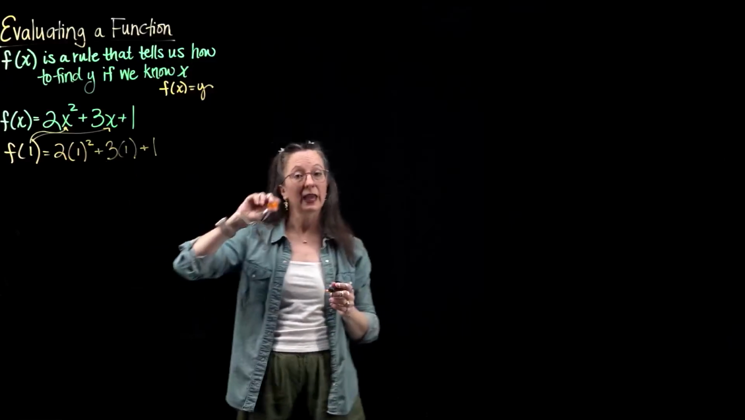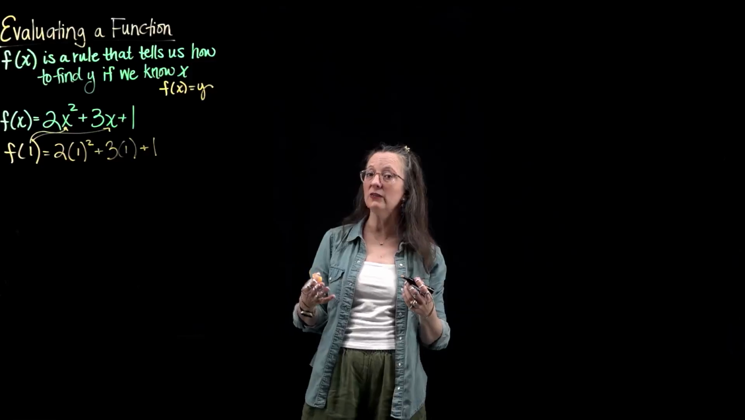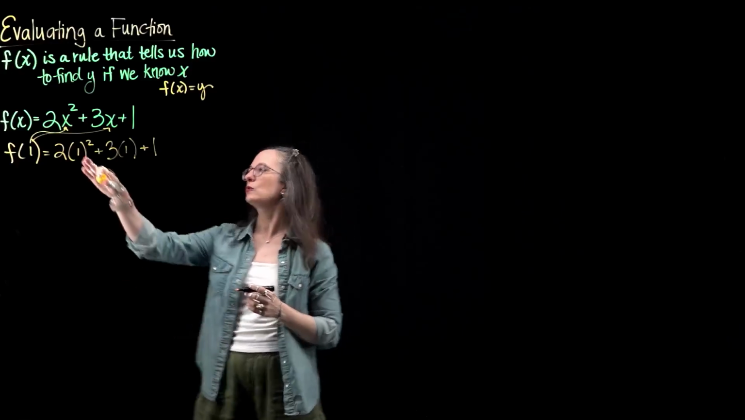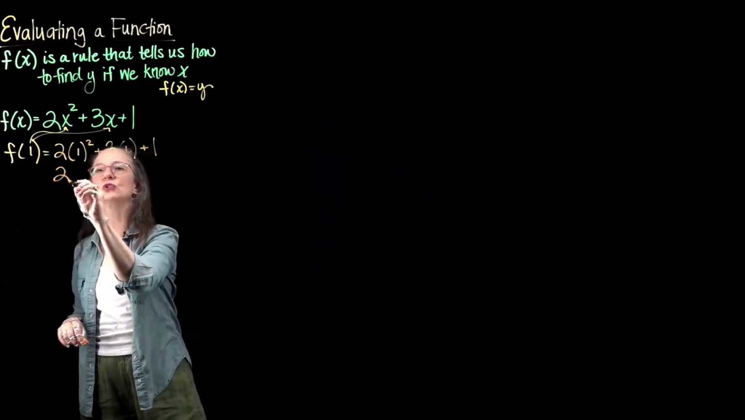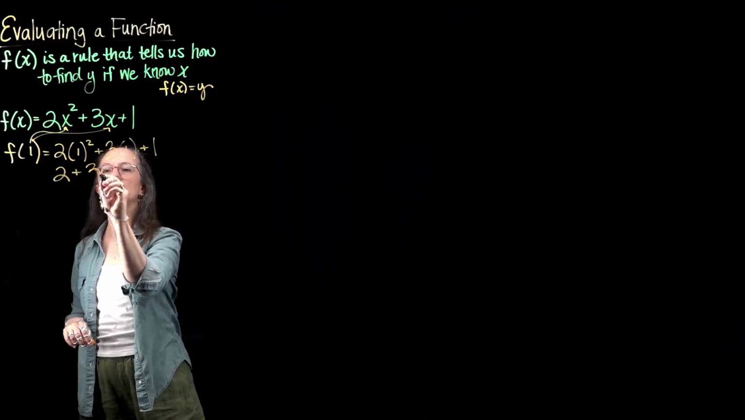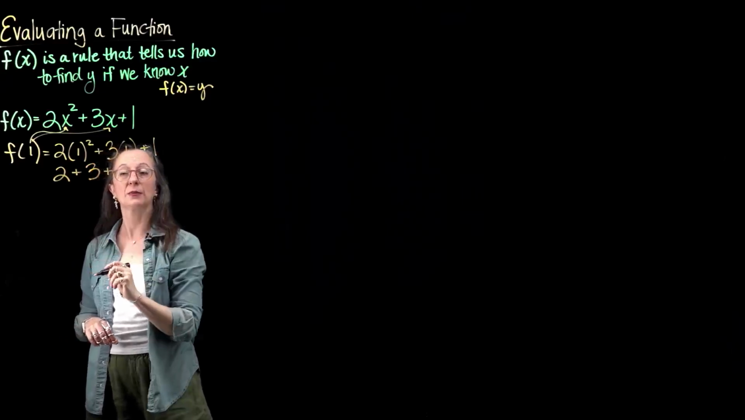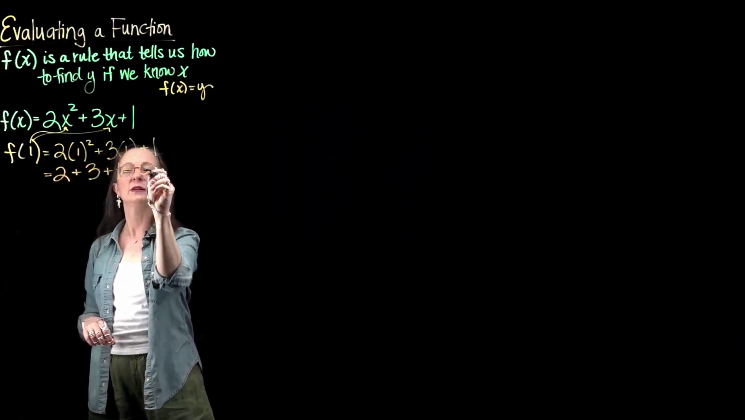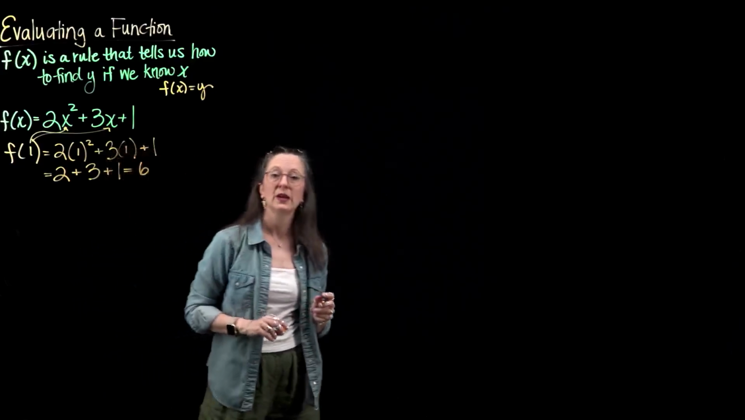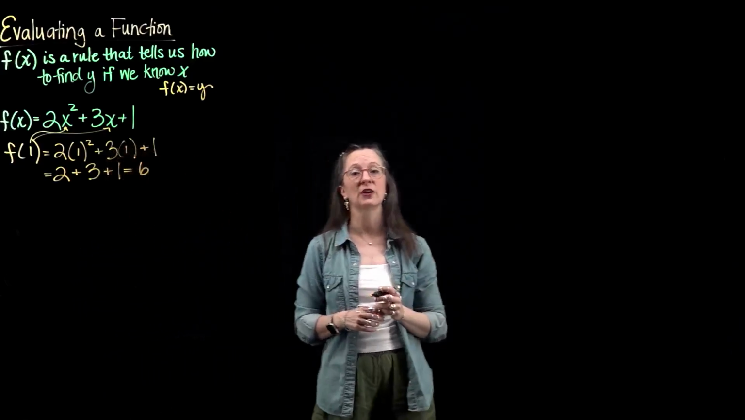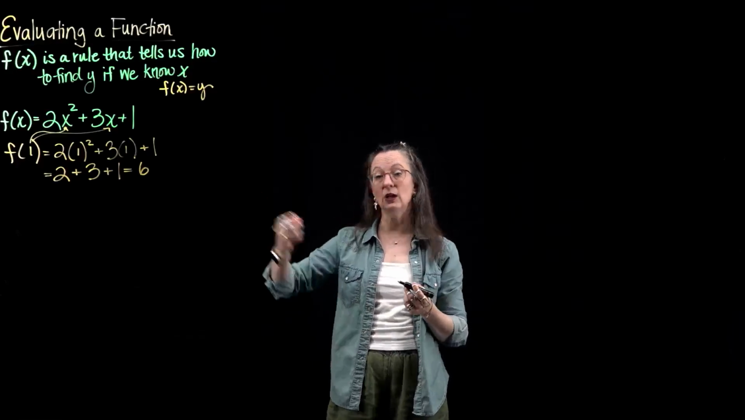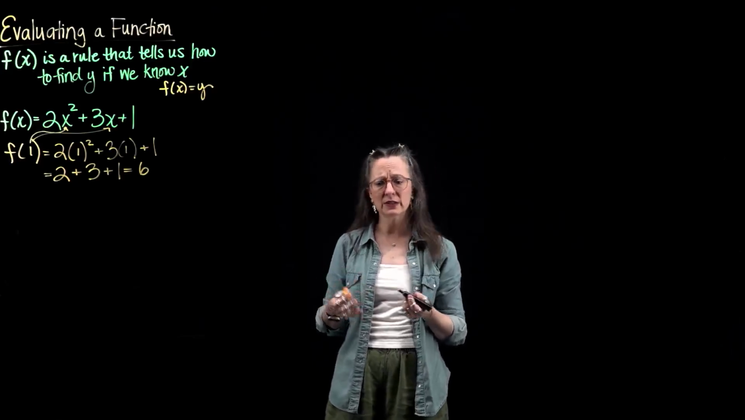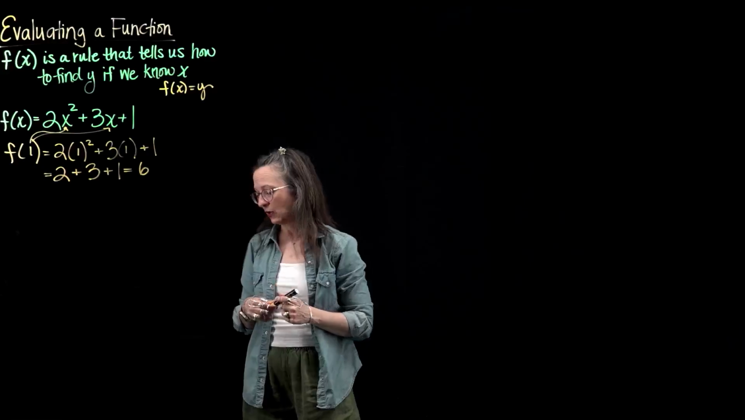Now this can be evaluated, and when we can evaluate a function, we want to. We can't always. So 2 times 1 squared is just 2, 3 times 1 is 3, and we just have that plus 1 on the outside there. So this would be 2 plus 3 plus 1, which is equal to 6. Now sometimes when we evaluate a function, we're going to get a number, like here. Sometimes we're not going to get a number, we'll still have variables involved.